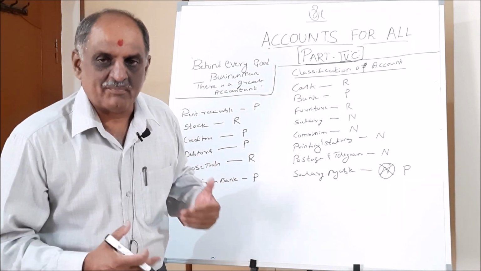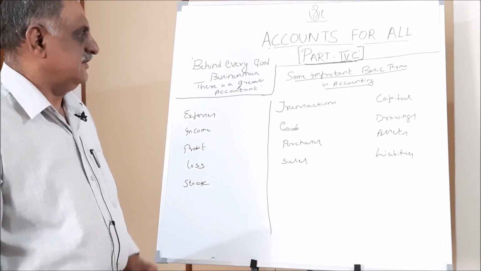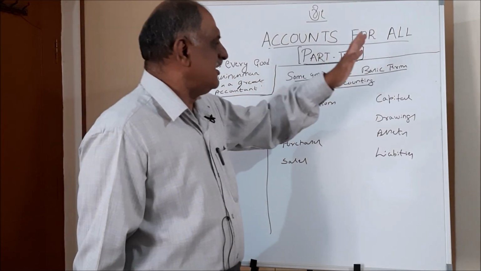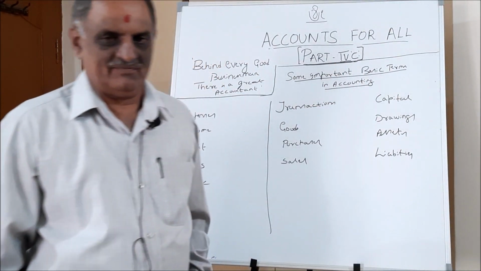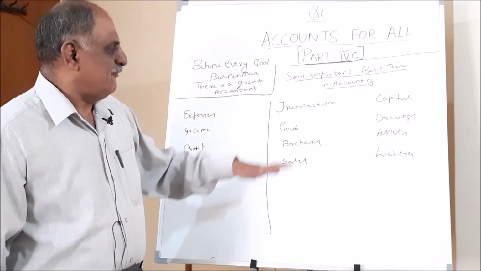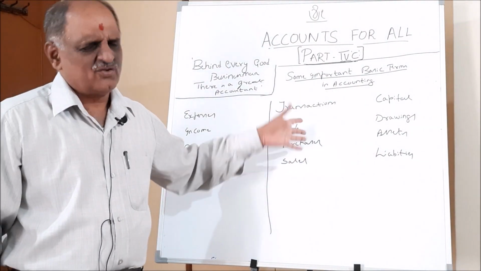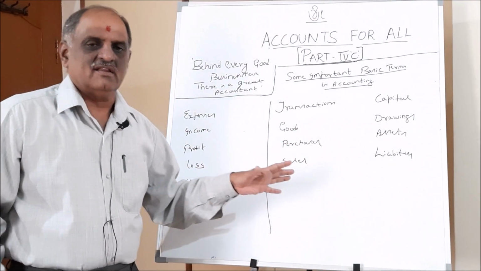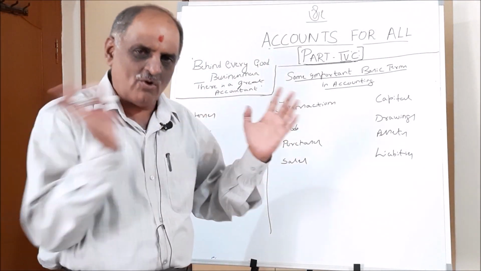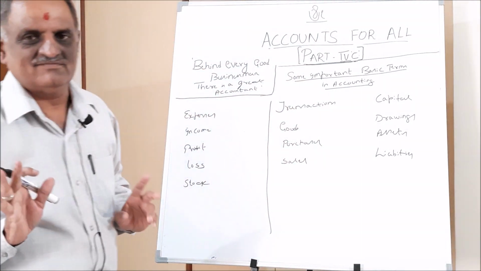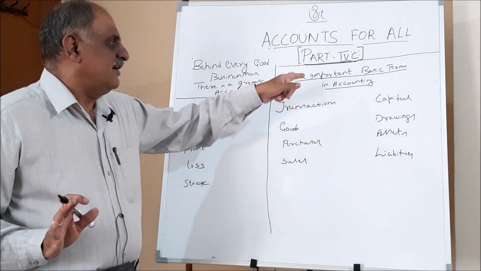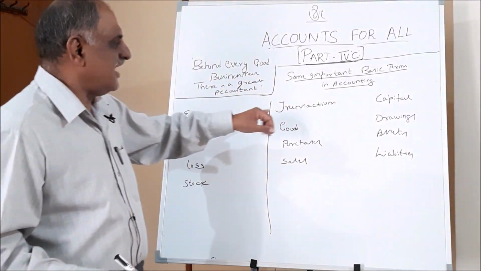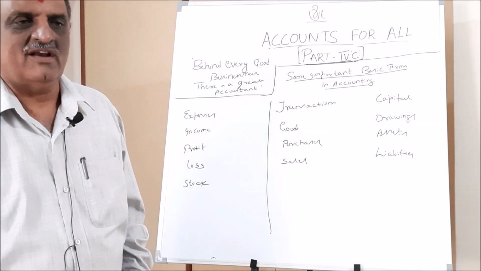The next step is what? The next step is we have to learn some important basic terms in accounting. There are so many things, but I am going to explain the most important. Then stage by stage you will come to know so many things. You need not worry for that. Without basic terms, nothing is there. In that, transactions. Very simple.